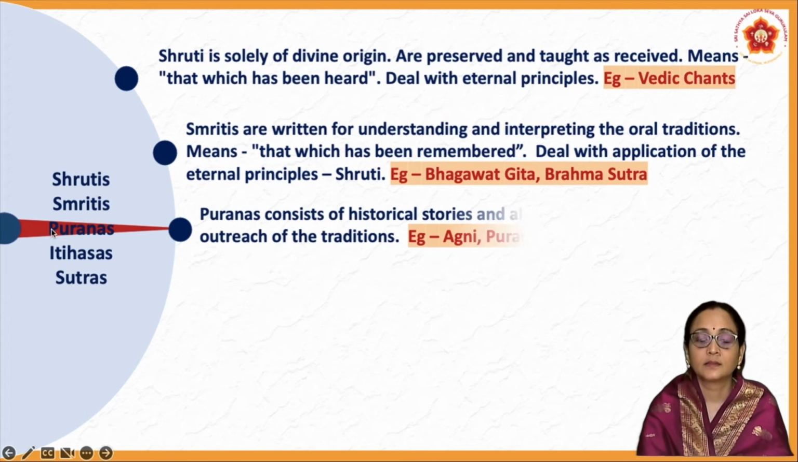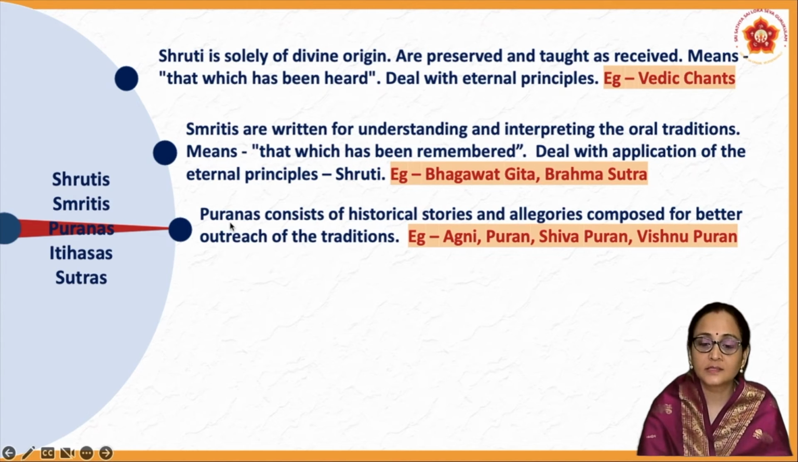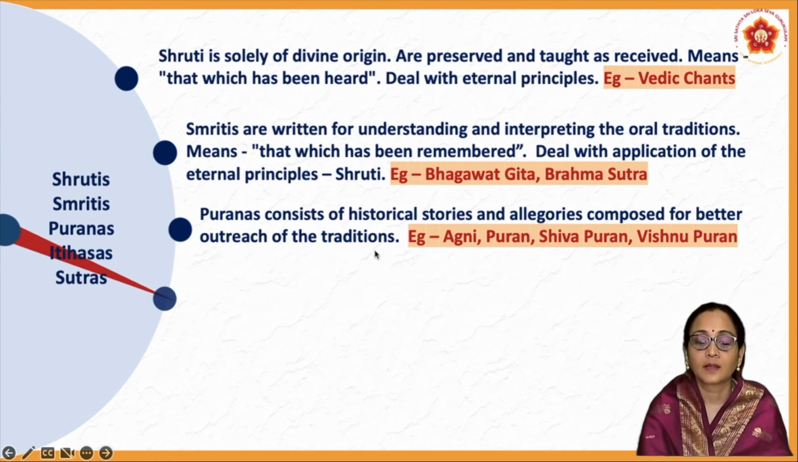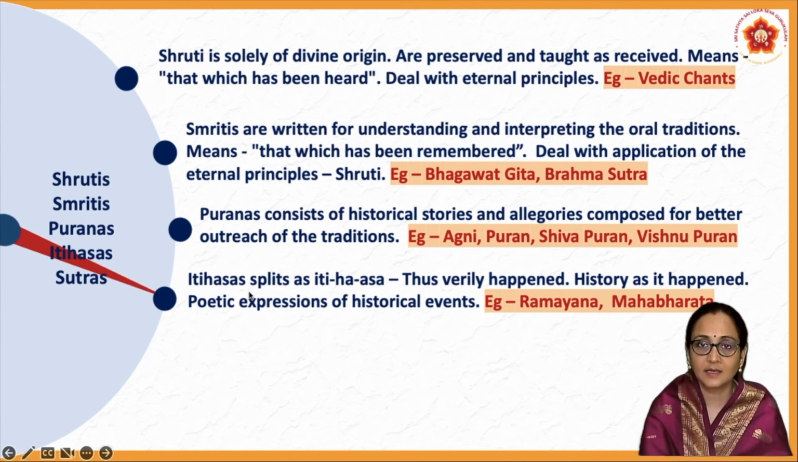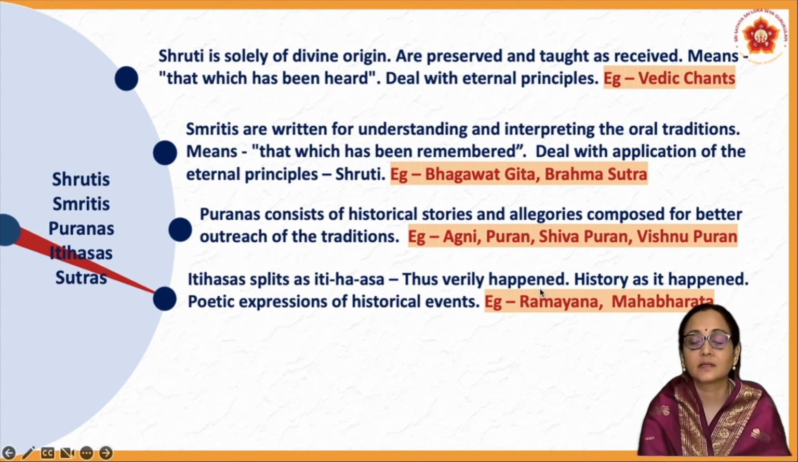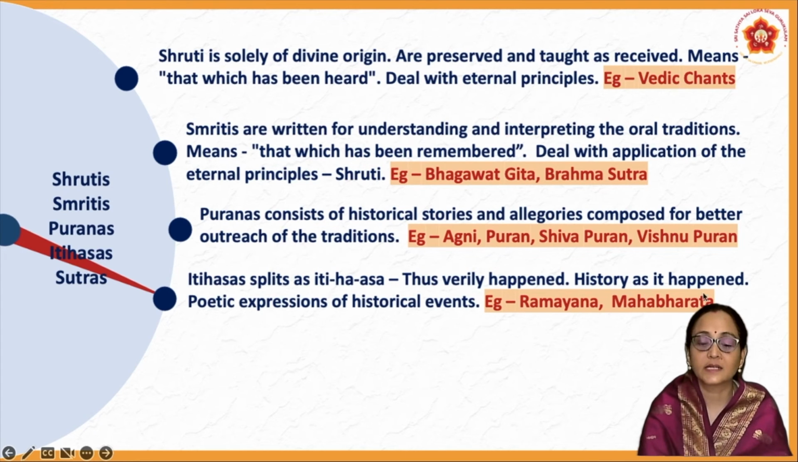Next in this list, the Puranas. The Puranas consist of historical stories and allegories composed for better outreach of the traditions. And the last in this list is Itihasa. The word Itihasa splits as Iti ha asa, means thus verily happened. Therefore, Itihasa means history as it truly happened. Itihasas are poetic expressions of historical events.